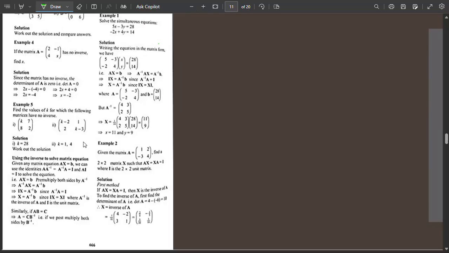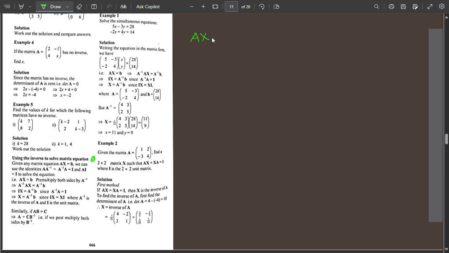Right, so now we move on to our last but not the least either: using the inverse to solve a matrix equation. Sometimes we'll have the inverse and then we'll use it to solve a system of equations, right? It's also very simple. It's basic mathematics.